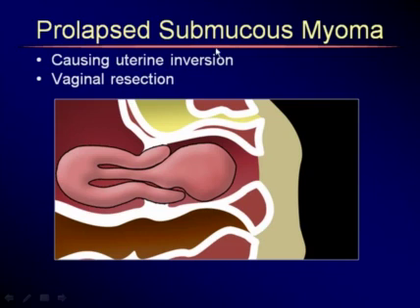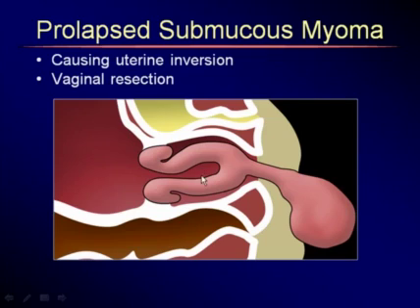The prolapsing submucous myoma, especially the ones coming from the fundal part of the uterus, if they're fairly big and on a thick stalk, as they protrude, can actually pull the soft uterus with it and cause an inversion. And here it protrudes out the vaginal introitus. And look what happens. I'll back that up again.